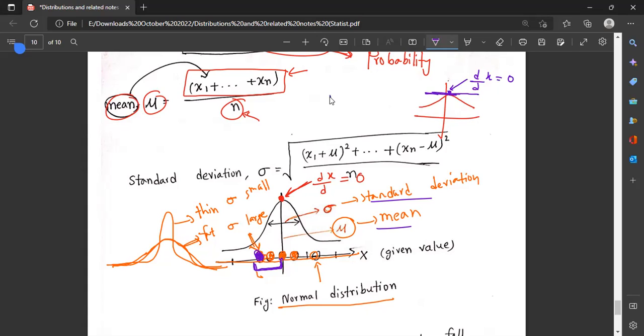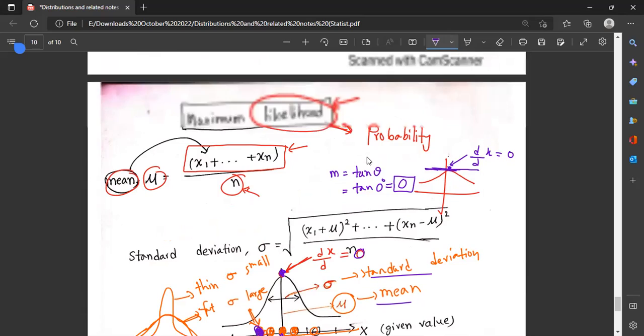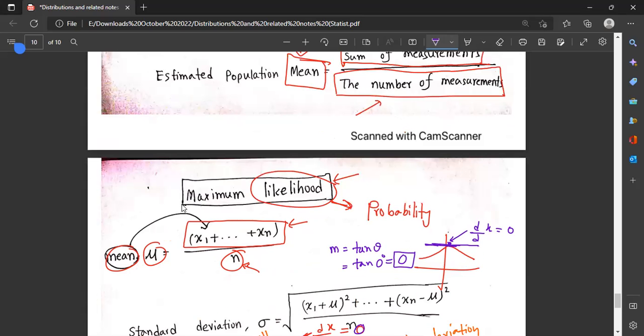We know that slope is equal to tan theta. So here theta equals 0, right? So tan 0 is equal to 0. So the derivative at this peak point is 0. So when we find the maximum likelihood, it means we have to find where the derivative is equal to 0, okay?